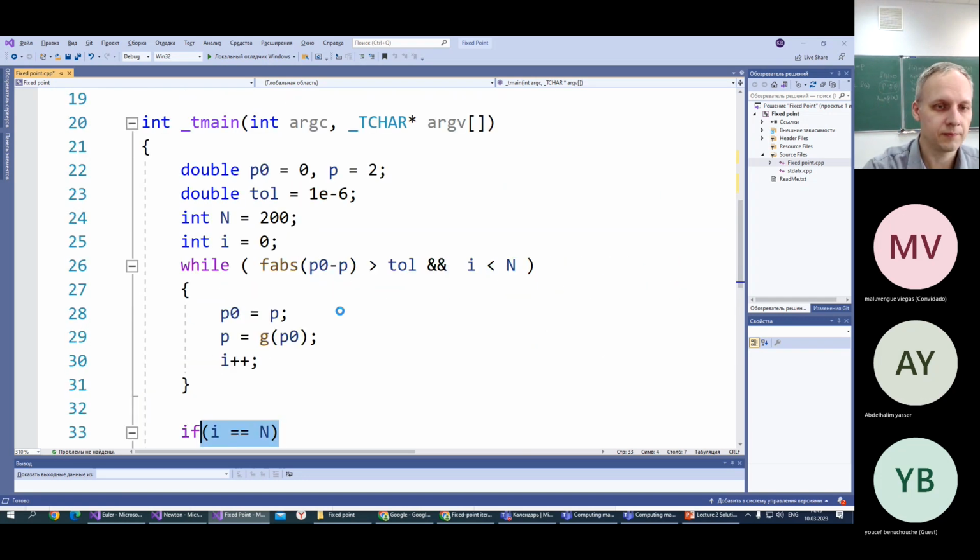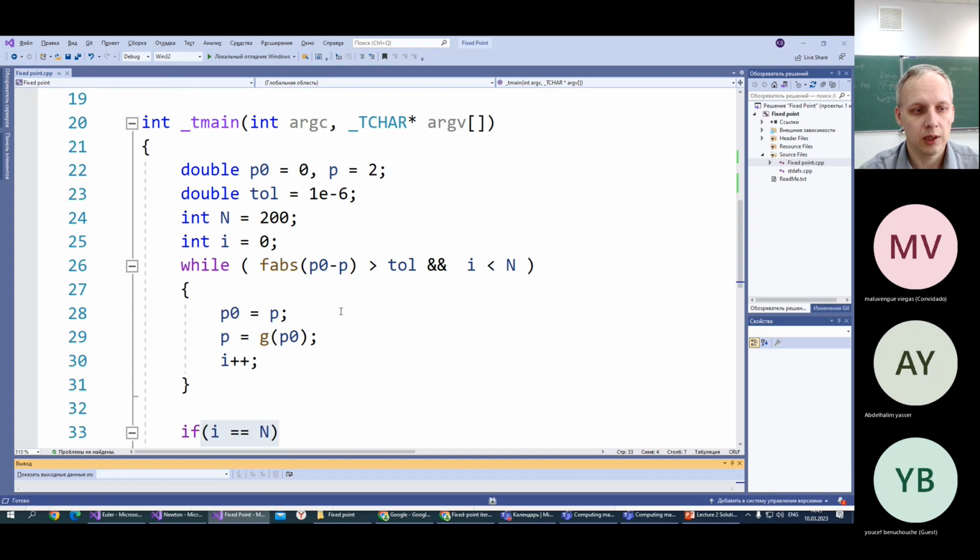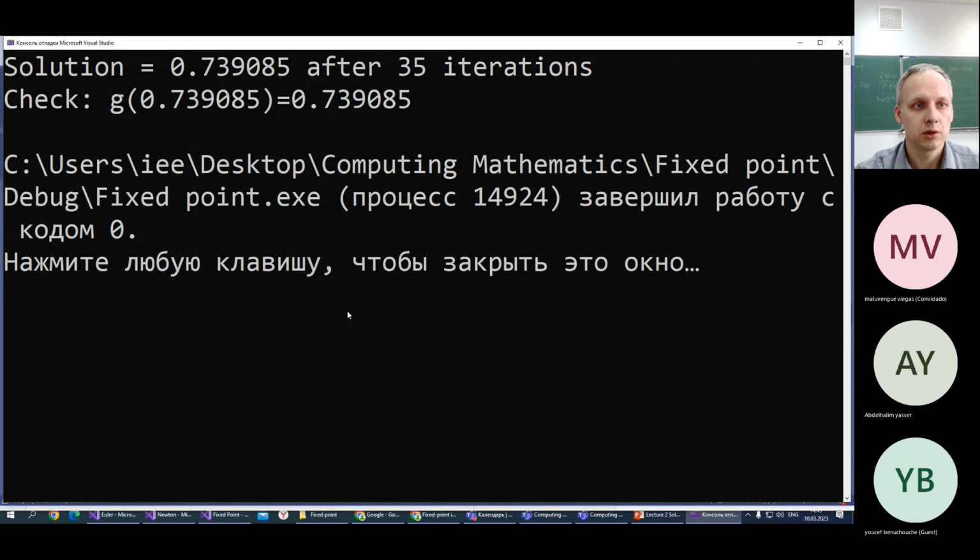Let's run this problem, and we will see that the approximate solution to this problem is 0.7380, and we find it after 35 iterations. If we check that g of x equals x, it's true.